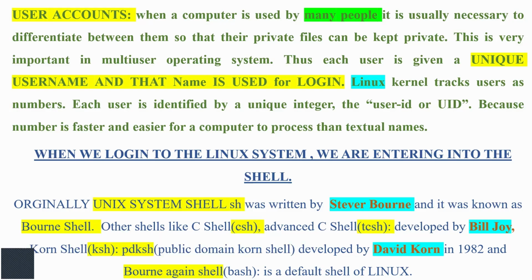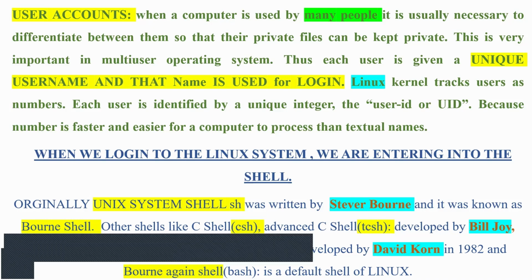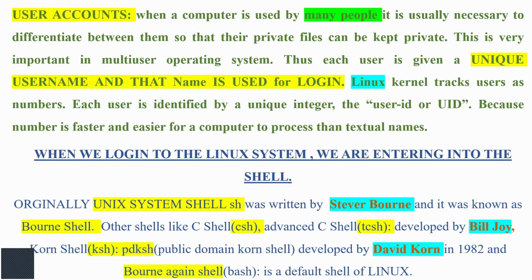The Linux kernel tracks users as numbers only. Each user is identified by a unique integer, which is the user ID, or UID, because a number is faster and easier for a computer to process than a textual name. So internally the processor takes the user ID as a number only. When we log into the Linux system, we are entering into the shell.